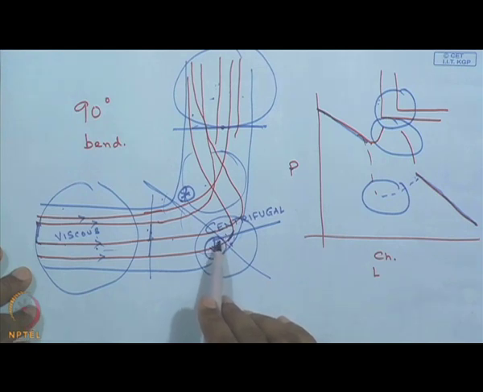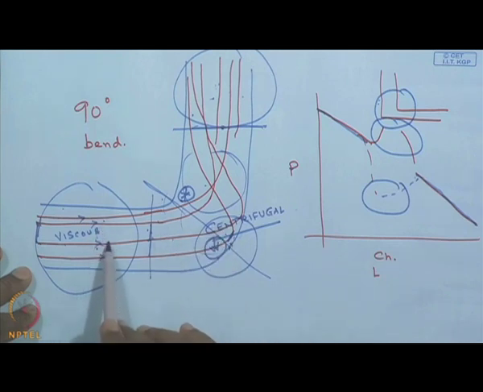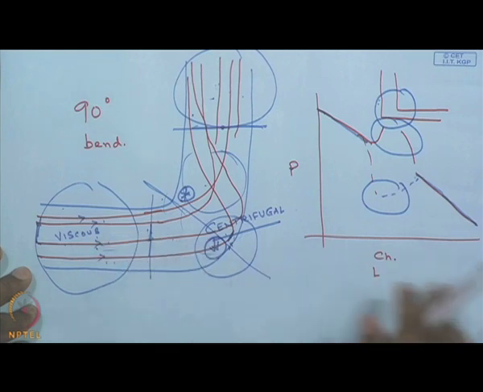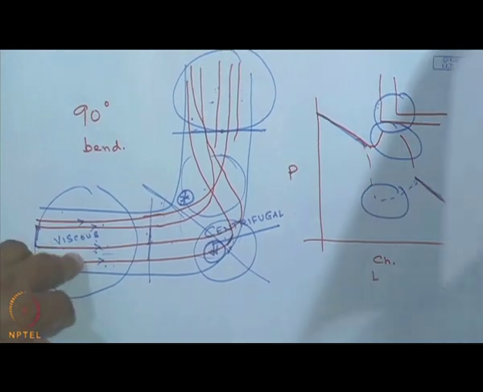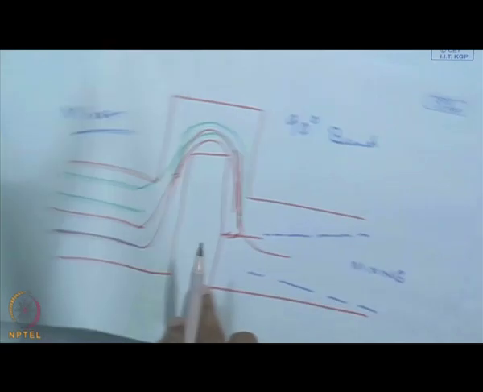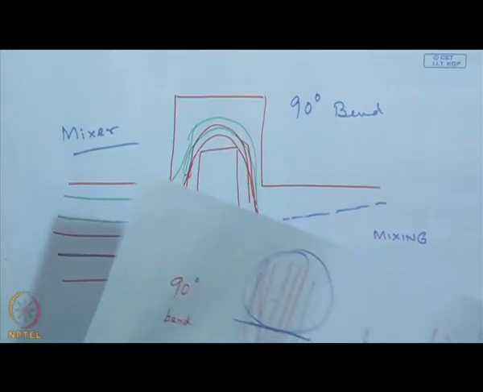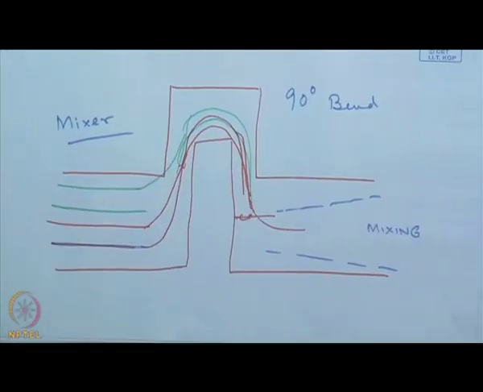So this concept, that a change in flow direction causes the straight streamlines of the flow to deviate from the straight path, can be utilized in a number of devices, and one such device is a mixer utilizing a 90-degree bend.